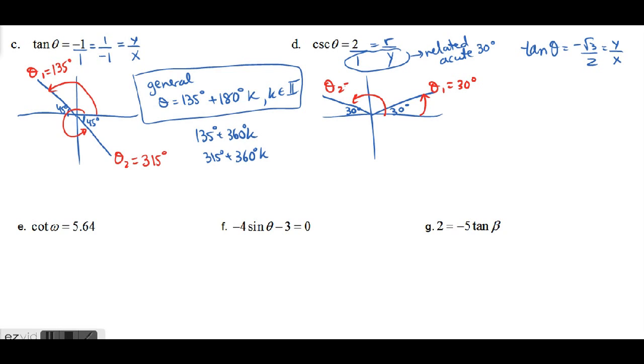Theta 2 is 150 degrees. General solution for this one with cosecant, it's the same thing as sine and cosine. So for the general solution, you would say theta is equal to 30 degrees plus 360 times k, or 150 plus 360 times k.